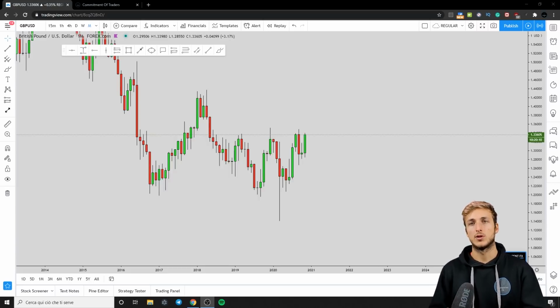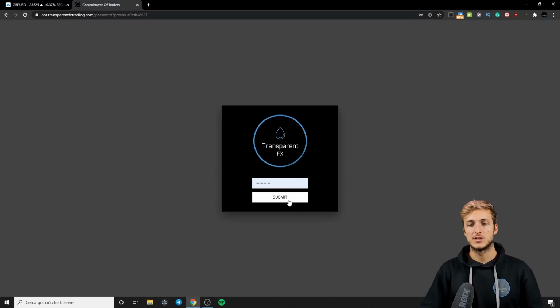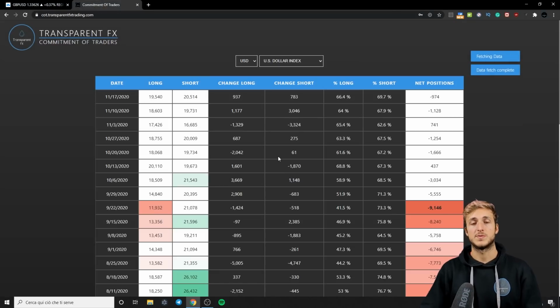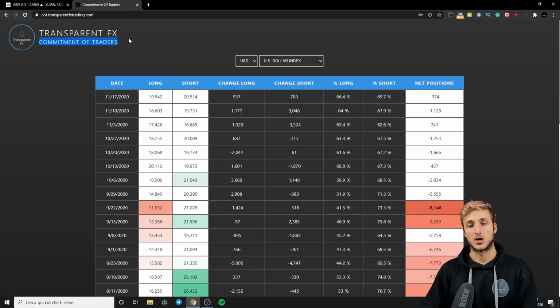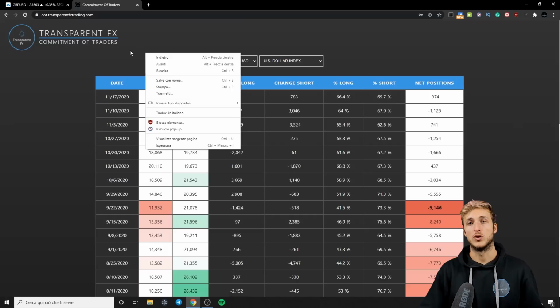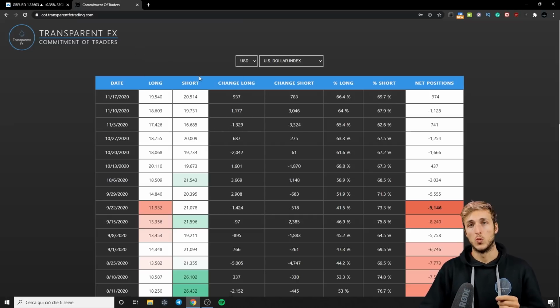Now, as usual, I will keep the analysis as educational as possible. So first, we will be speaking about this pair from a technical perspective. We will then see what we have from an order flow perspective with the commitment of traders, which is what hedge funds are currently doing in the market. And if you're able to read and follow what the biggest banks and institutions are doing in the market, obviously you have an advantage over your competition.